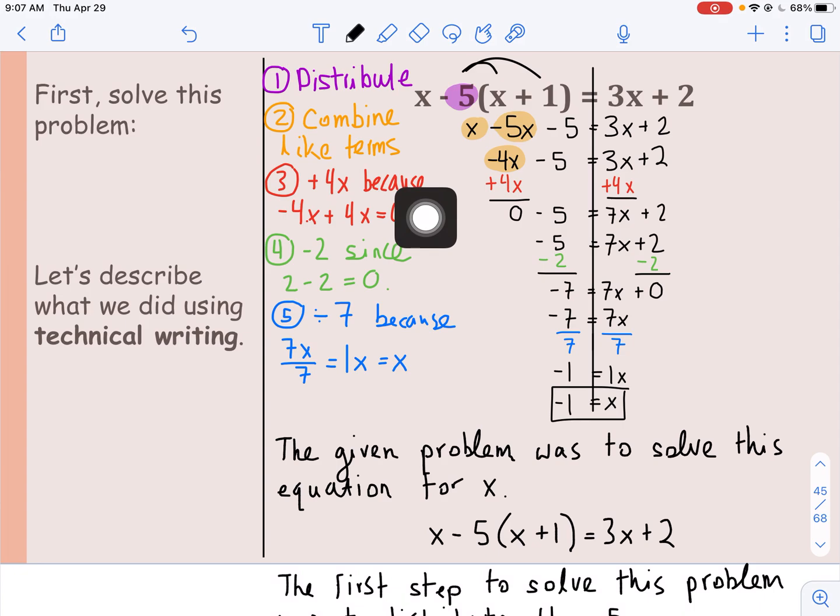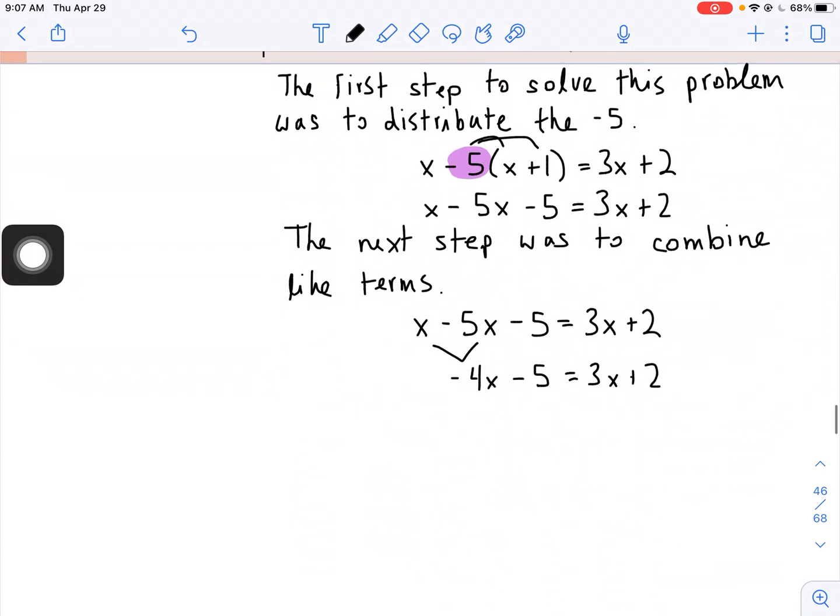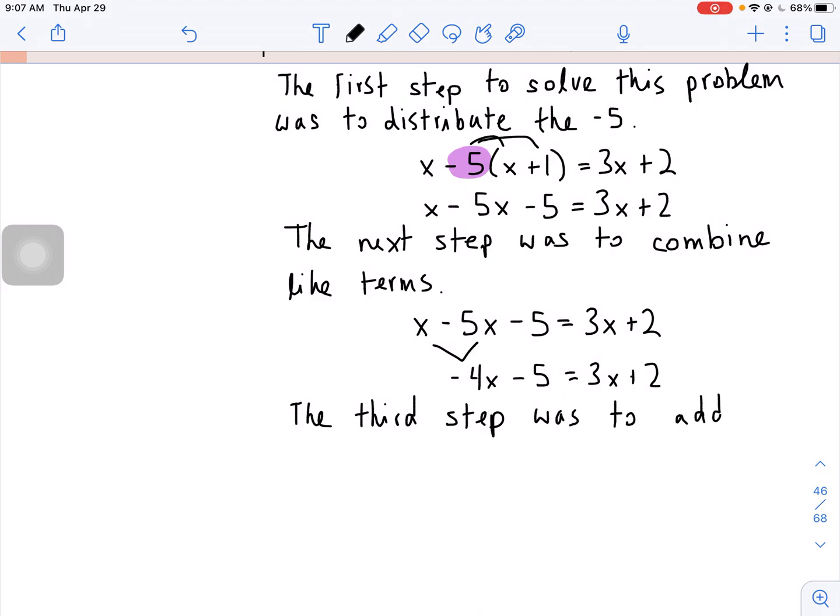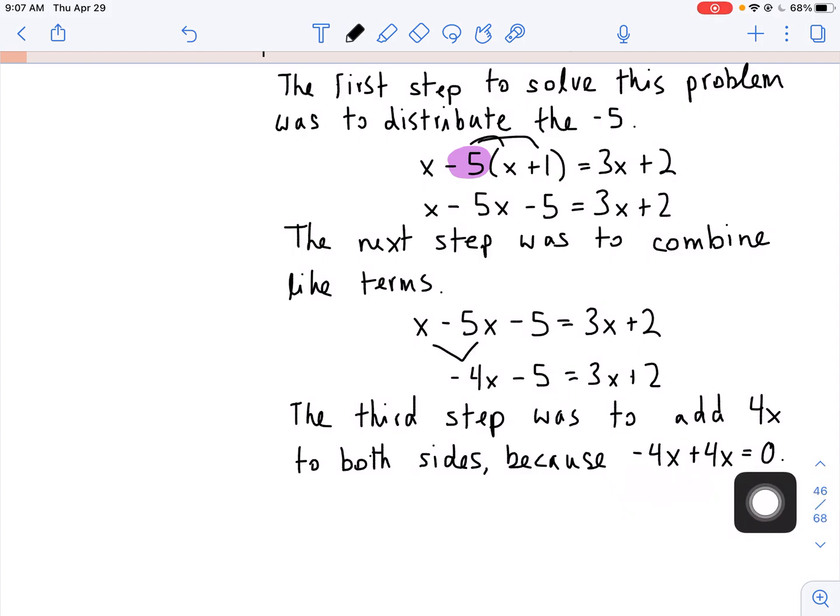Next, we added 4x to both sides because -4x plus 4x equals 0. So I'm just going to say the third step was to add 4x to both sides because -4x plus 4x equals 0. It's important to explain why you take some of these steps.